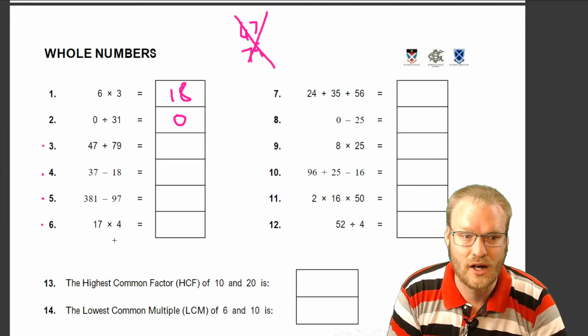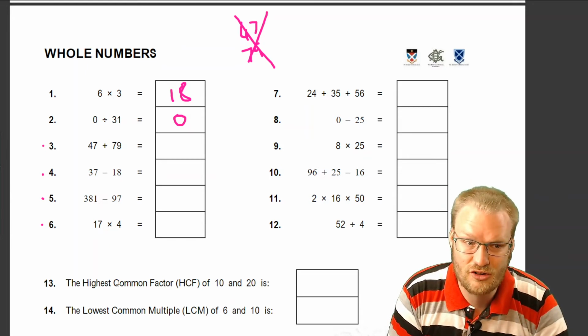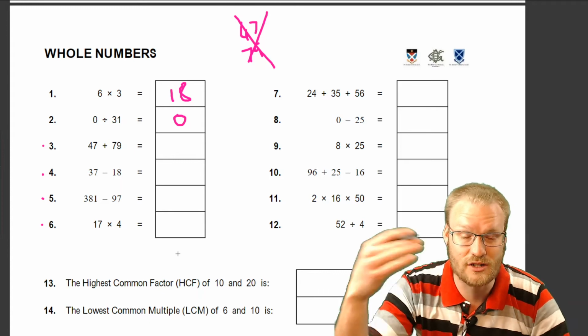17 times 4, isn't that just 17 times 2? 34 times 2 again, 68. So remember, there were these tricks that we did to do these quicker.